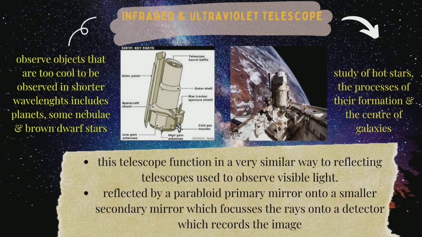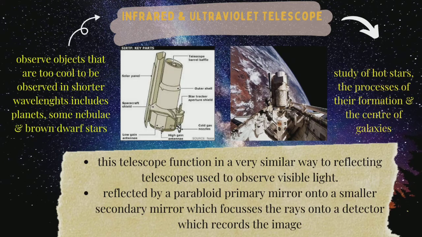Infrared telescopes are used to observe objects that are too cool to be observed in shorter wavelengths of radiation. These include planets, some nebulae, and brown dwarf stars. It allows astronomers to measure the temperature of astronomical bodies and judge their composition by how much infrared radiation they absorb. It also allows us to view light from the early universe that has only just reached the Earth, which was originally in the visible part of the spectrum, but has since redshifted into the infrared part of the spectrum.